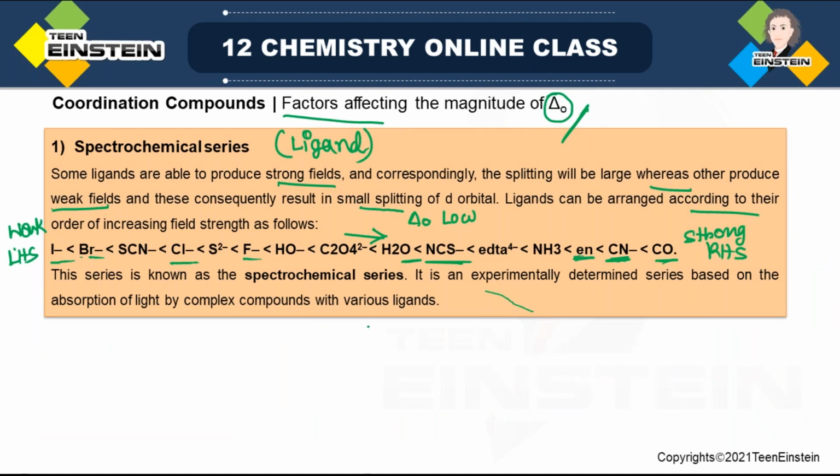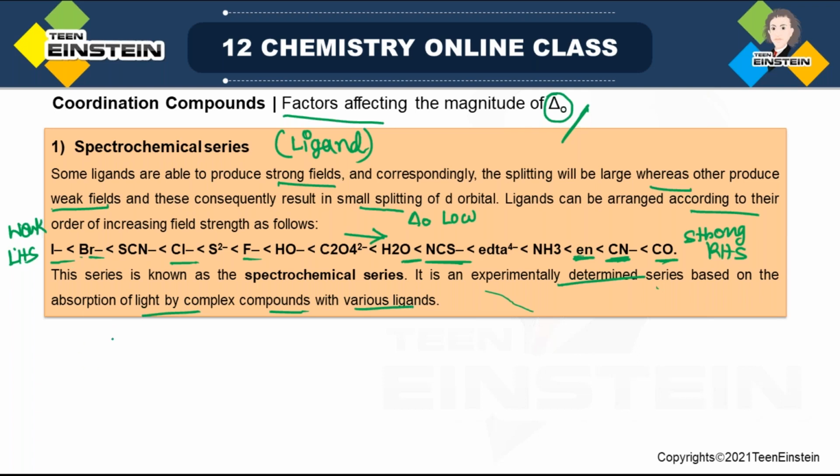So this series is known as the spectrochemical series. It is actually an experimentally determined series. There is no hard and fast rule based on which you can remember which ligand will be weak field and which ligand will be strong field. You just have to remember it. There is no other way, right? All these are experimentally determined based on the absorption of light by complex compounds with various ligands.